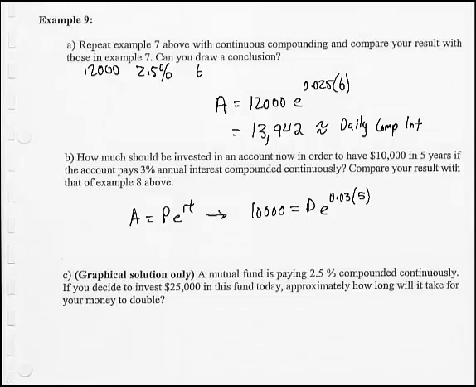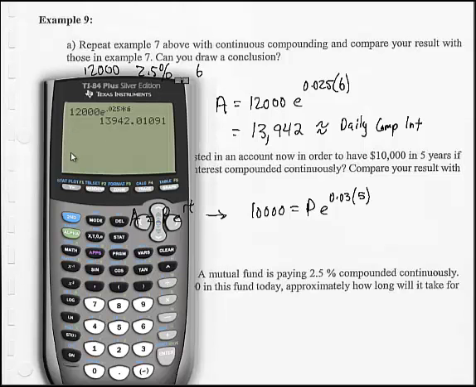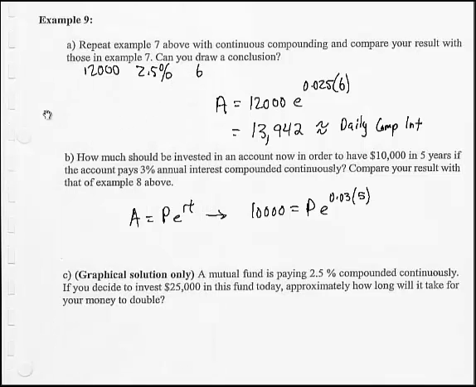What is e to the 0.03 times 5, enter, 1.16. So in other words, I can divide both sides by 1.16 because e to the 0.03 times 5 is 1.16. I just calculated it. This cancels, and I'm going to get the same value that I did before for example 8.